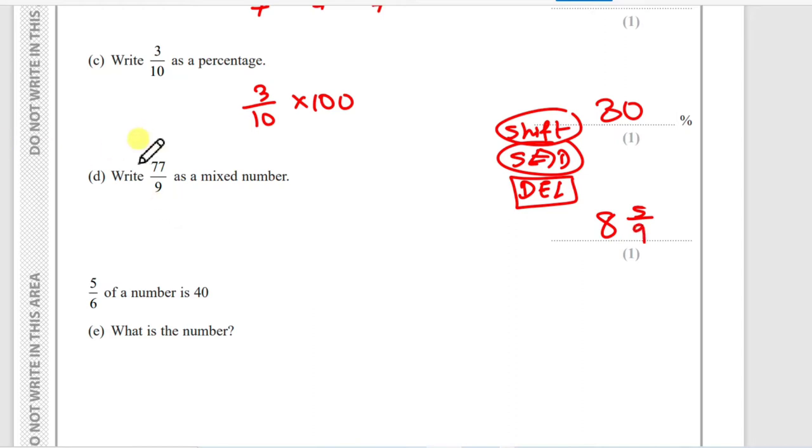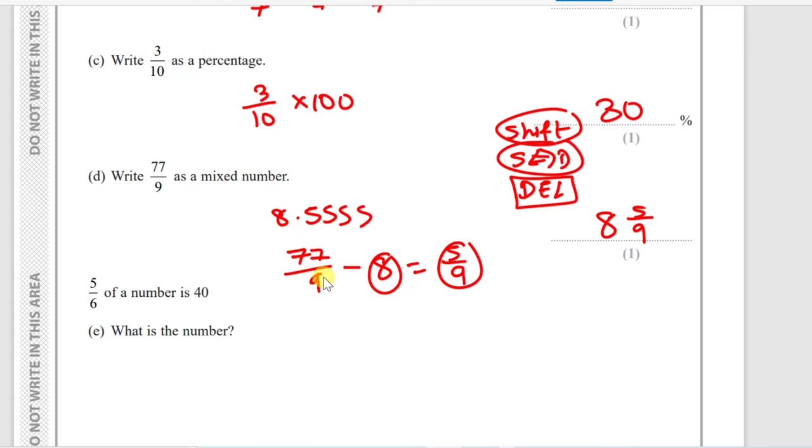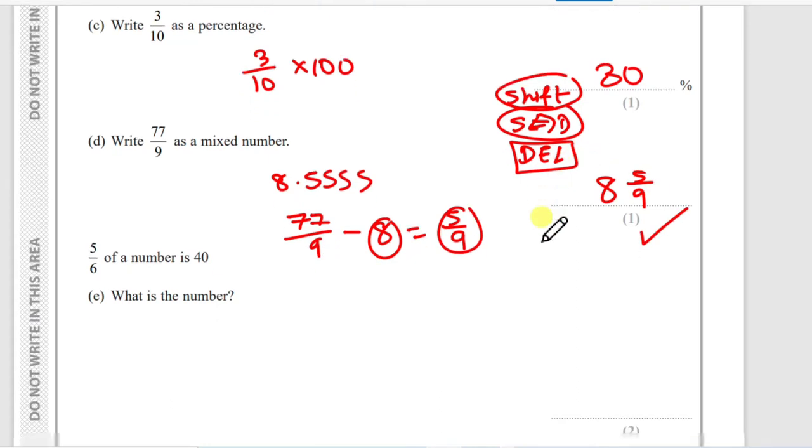And if this way is just a bit annoying, you can literally just divide it. 77 divided by 9 in your calculator, and then press SD. You should get 8.5555 recurring. Afterwards, 77 over 9, take away 8. Let me see what I get. Then you get exactly 5 ninths. So what that means is that you'll have a whole number 8 and 5 ninths, so you can stick it together. Now, next one.